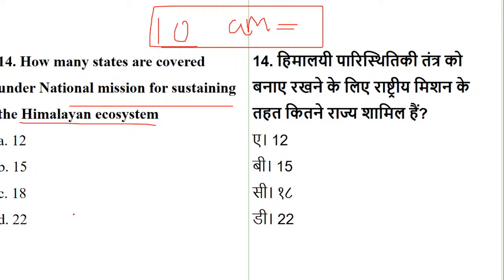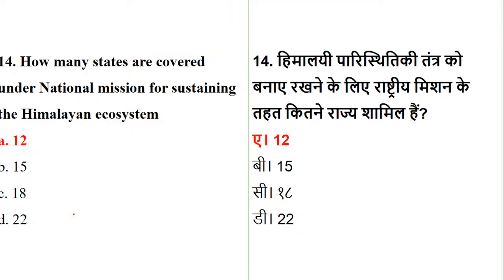Okay, answer for question number 14, everyone. Basically, there are 12 Himalayan states. 12, not 18, it's 12. Sorry. Yesterday in one of the lectures, I also listed the number of the states. So there are not 15 or 18. Some students are right with the answer. There are 12 states covered under the National Mission for Sustaining the Himalayan Ecosystem. Is it clear?